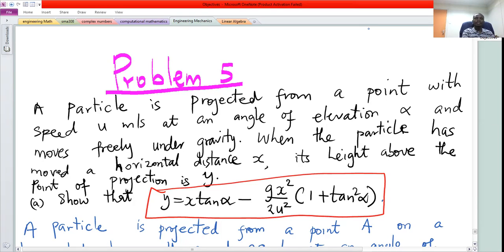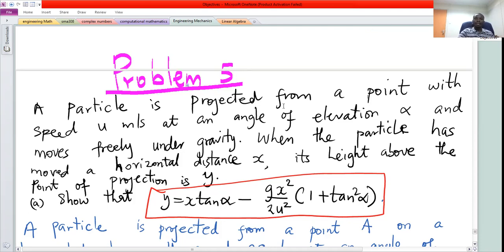So the first part: show that the vertical distance, or the height, is given by x tan alpha minus g x squared over 2u squared into 1 plus tan squared alpha.